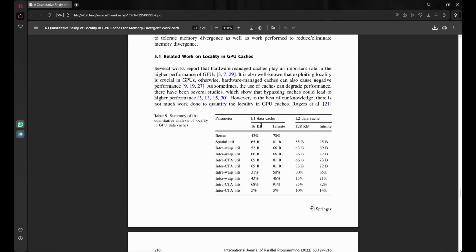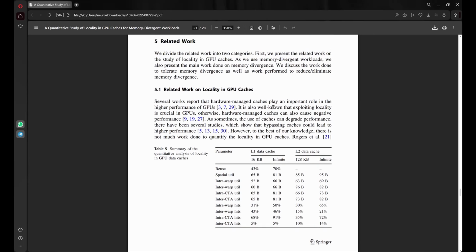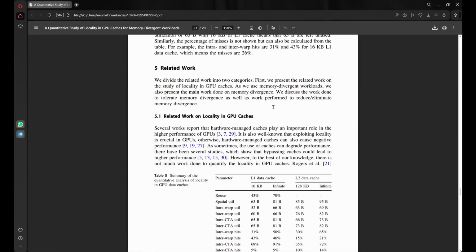With most of these metrics, you'll see that there's always an increase, except maybe down here, inter CTA hits. But that's not too surprising, right? More and more cache is just better, but it's expensive as all get out. So then they go into related work.